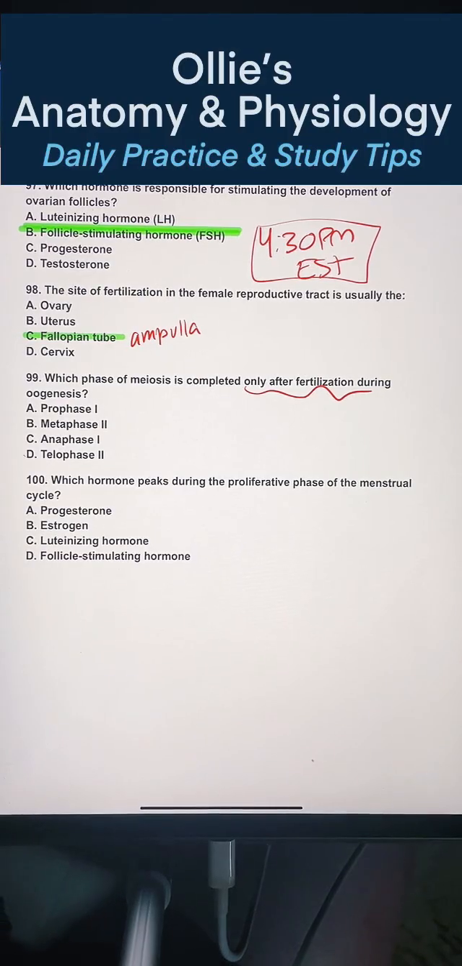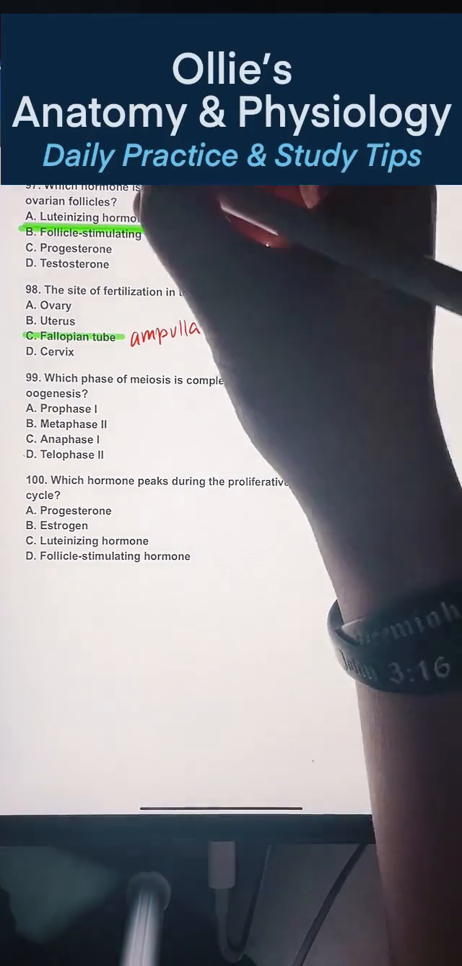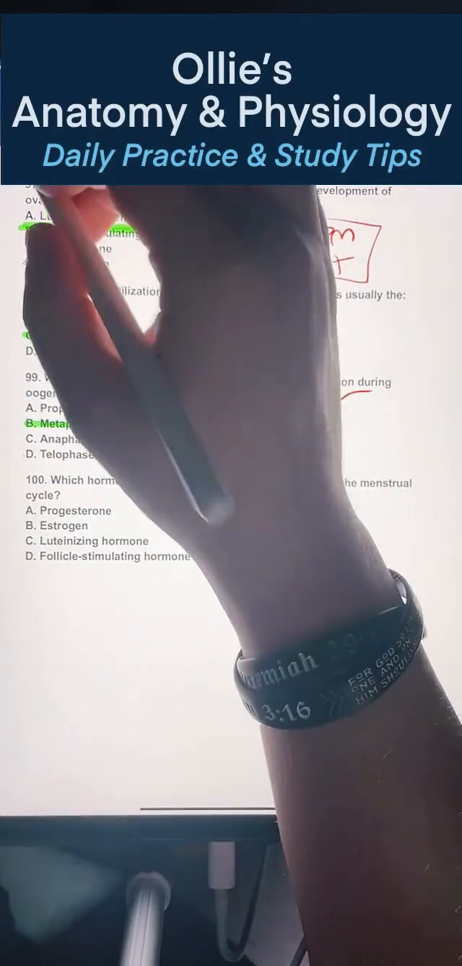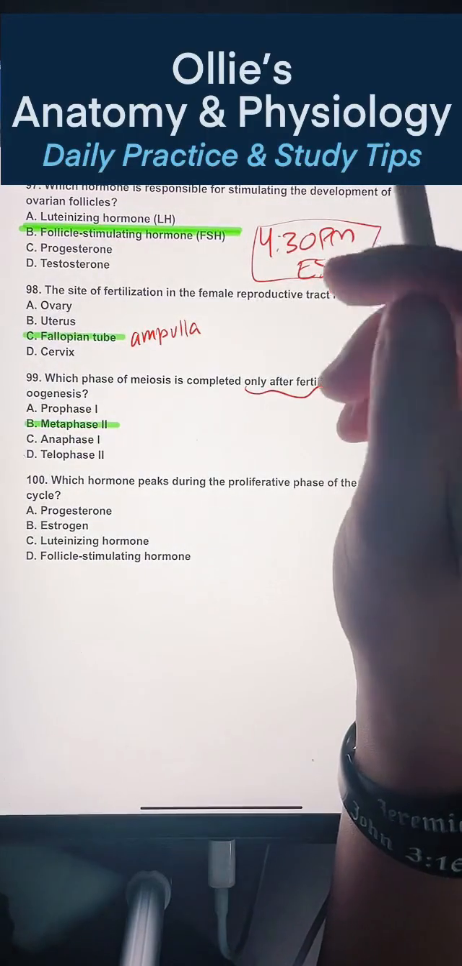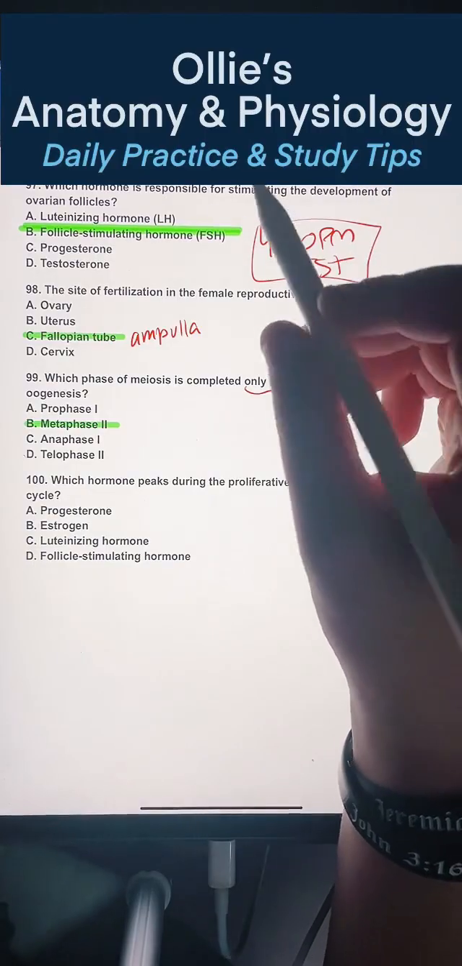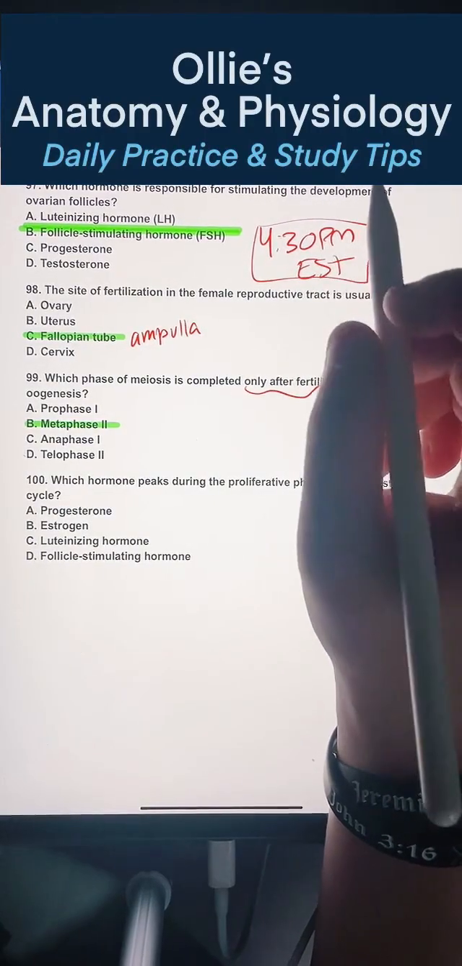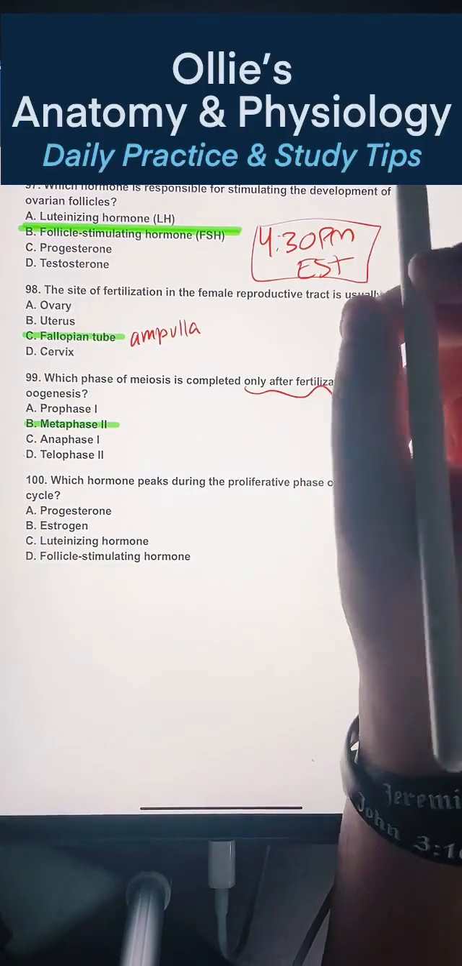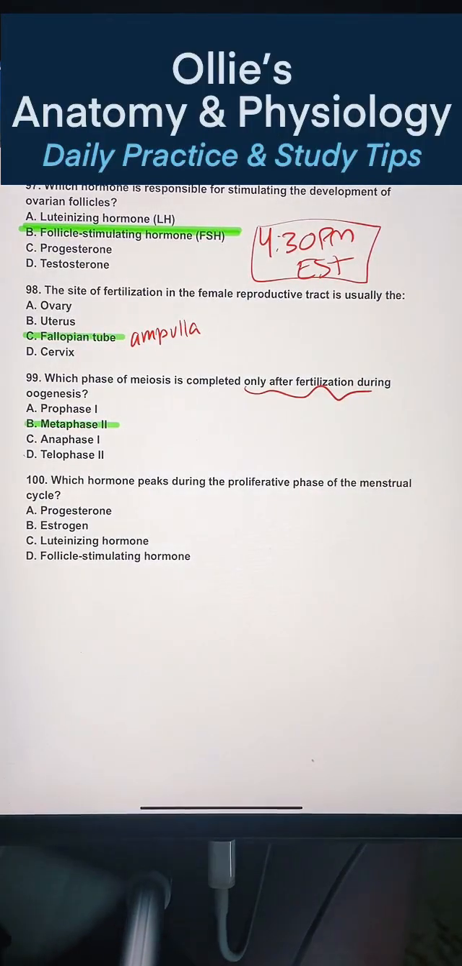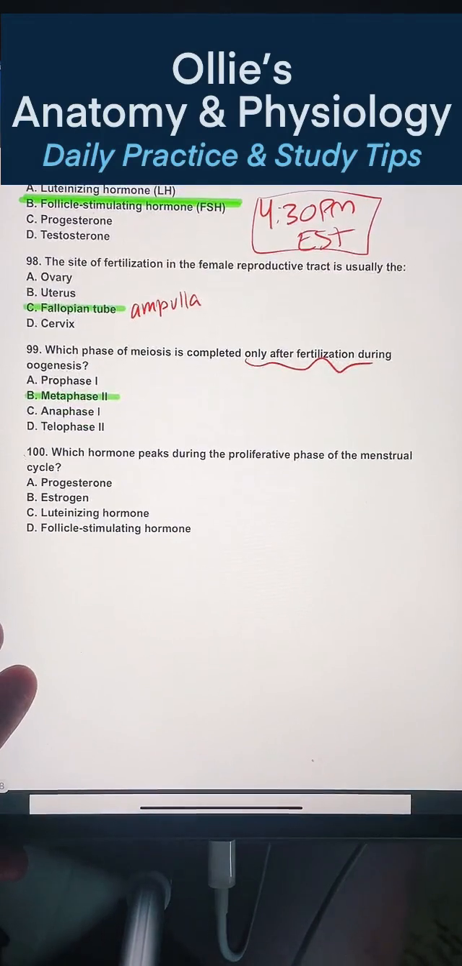Number 99, the answer is B. It is metaphase 2. If you put B, you're absolutely correct. The secondary oocyte is arrested in metaphase 2 until fertilization triggers the completion of it.